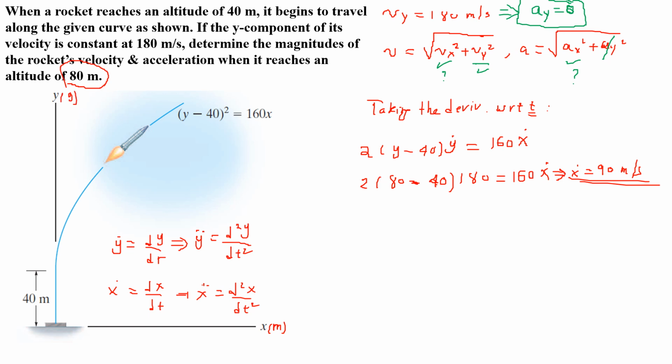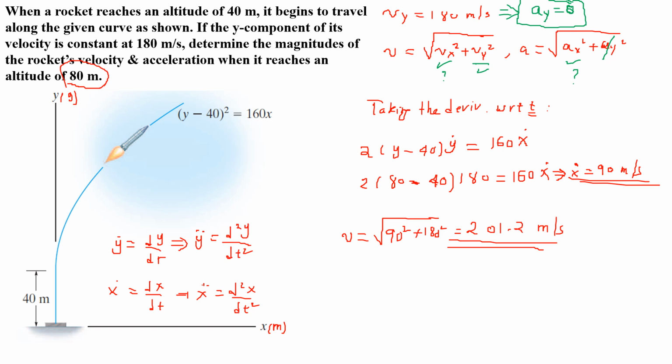Now that we have found x dot, we can find the velocity magnitude. So v will be the square root of 90 squared plus 180 squared. Okay, I got the number 201.2 meters per second.